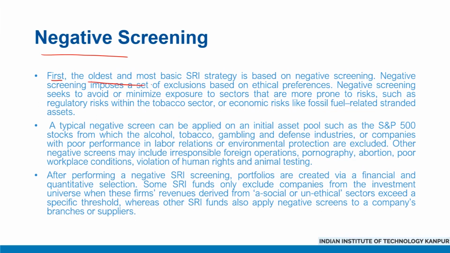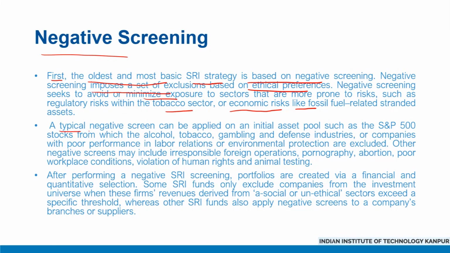First, the oldest and most basic SRI strategy is based on negative screening. Negative screening imposes a set of exclusions based on ethical preferences. Negative screening seeks to avoid or minimize exposure to sectors that are more prone to risk, such as regulatory risk within the tobacco sector or economic risk like fossil fuel related stranded assets. These filters refer to the practice that specific stocks or industries are excluded from SRI portfolios based on social, environmental, and ethical criteria. The funds based on such screens account for approximately $2 trillion out of the $2.3 trillion SRI assets in the US as per the SIF report.